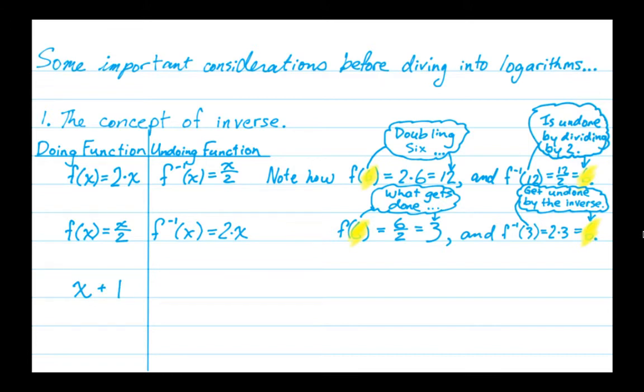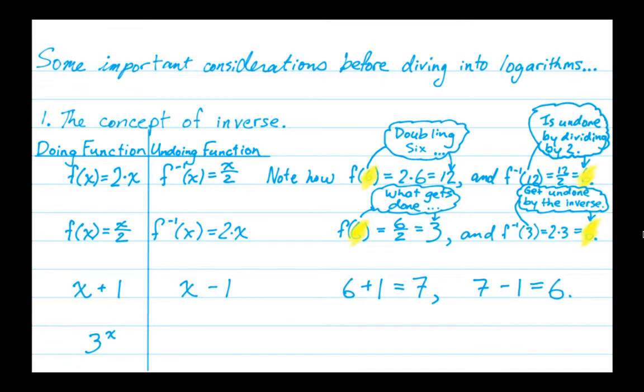We could have lots of other examples. If a doing function was adding 1, then the undoing function would be subtracting 1. Adding 1 to 6, for example, gives us 7, and then subtracting 1 from that result takes you back to 6.